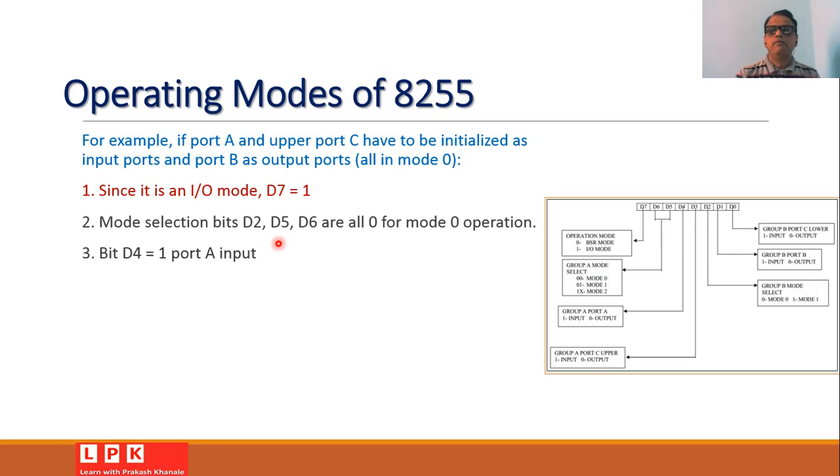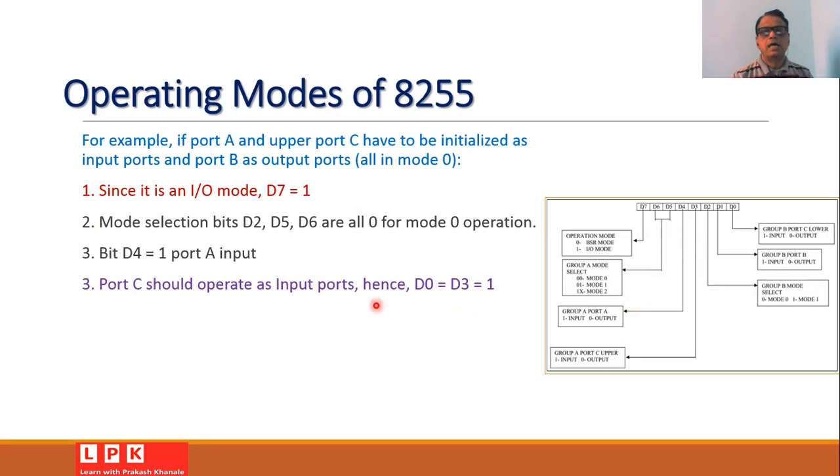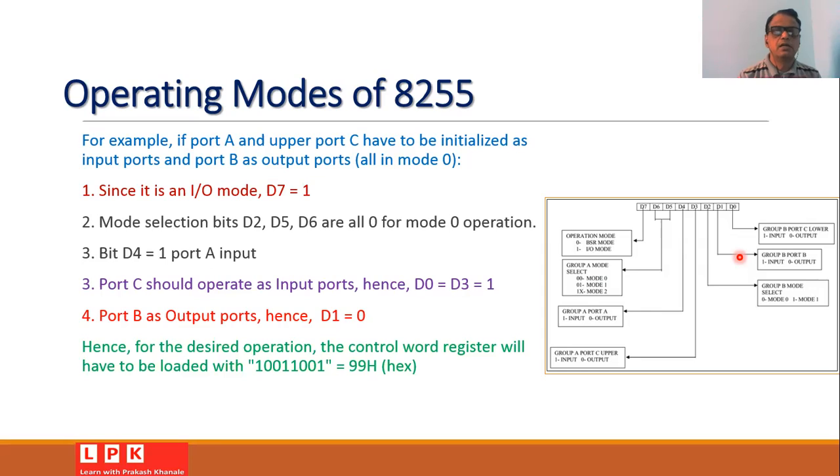Then bit D4 will be equal to 1 because we want to use port A as an input port. Then D3 as well as D0, both of them we keep as 1 because we want port C as an input port. Now suppose we want to use port B as an output port, and therefore this bit D1 is to be kept as 0. And therefore you will find that this control word will become 1001 1001. So this is nothing but 99 hexadecimal.